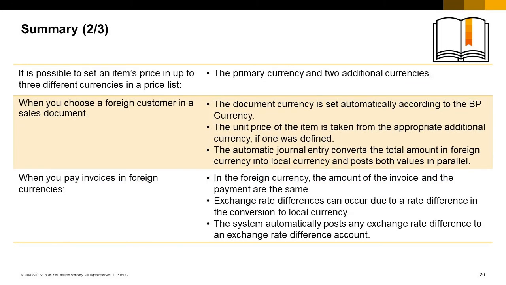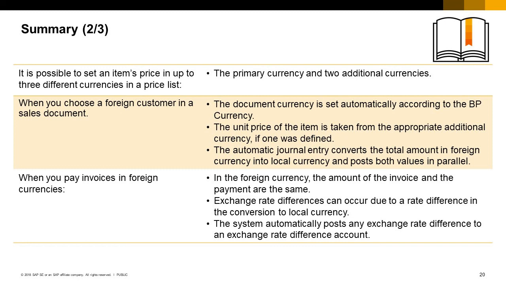It is possible to set an item's price in up to 3 currencies in a price list, the primary currency and 2 additional currencies. When you choose a foreign customer in a sales document, the document currency is automatically set according to the BP currency. The unit price of the item is taken from the assigned price list in the appropriate additional currency if one is defined. The automatic journal entry on the invoice converts the total amount in foreign currency into local currency and posts both values in parallel.